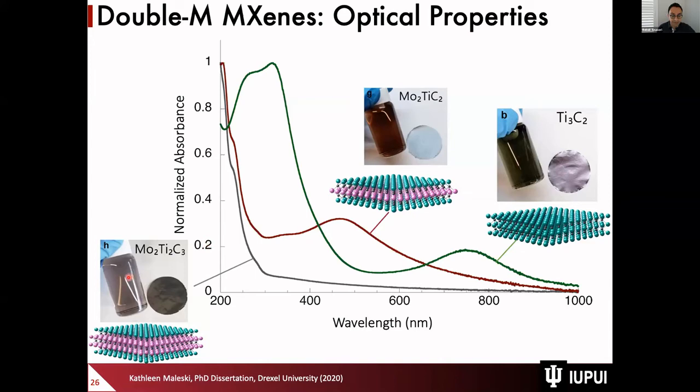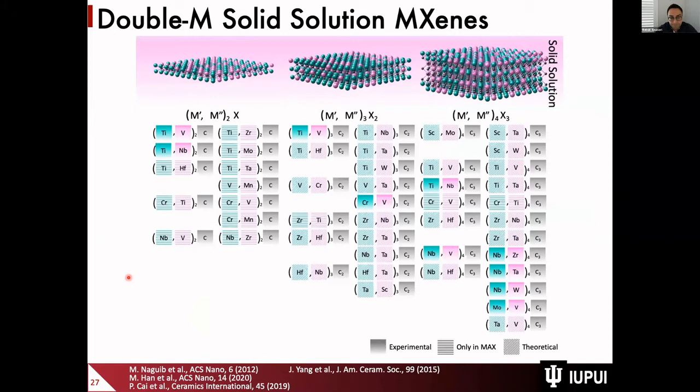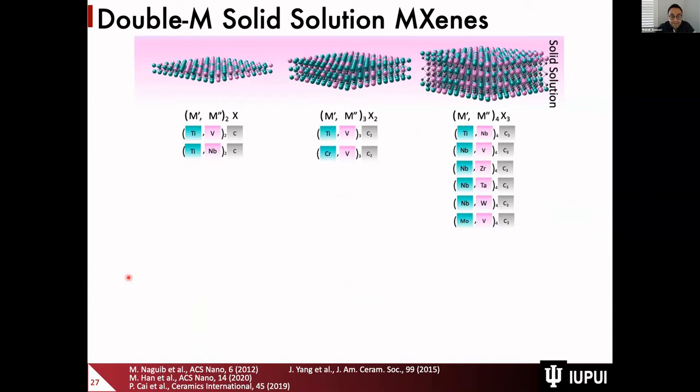And the last part is solid solution. As I mentioned at the beginning, with solid solutions there are a lot of possibilities. But in reality, what we have made are only a few phases. And as I said, this is not a new addition to the MXene family. This is part of the second ever published MXene paper in 2012, in which chromium vanadium solid solution was explored.